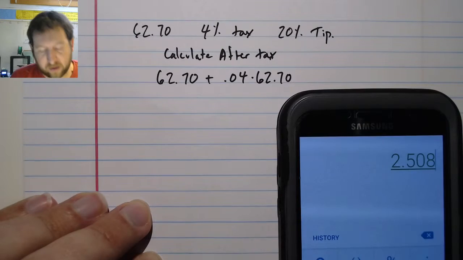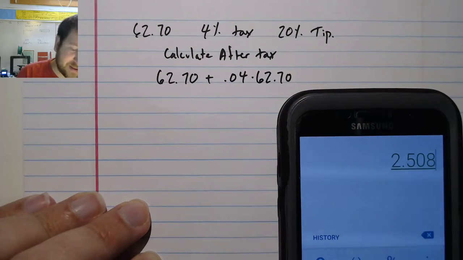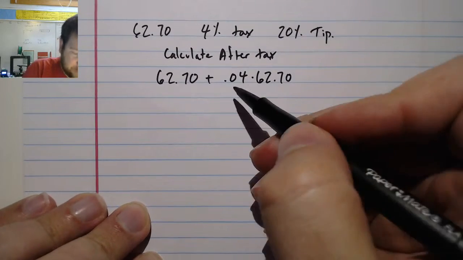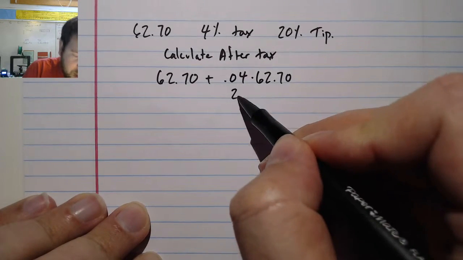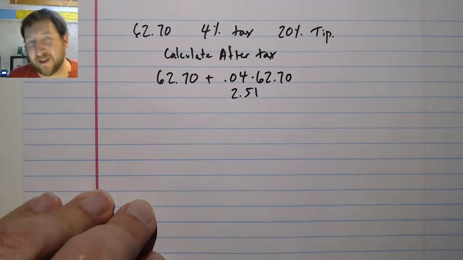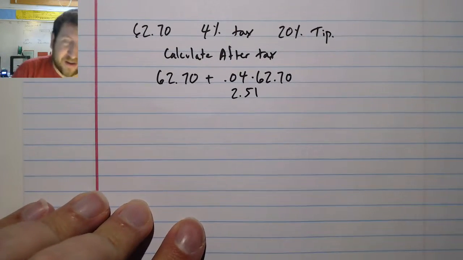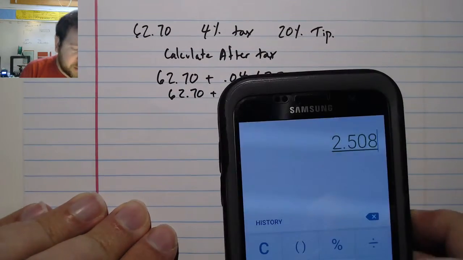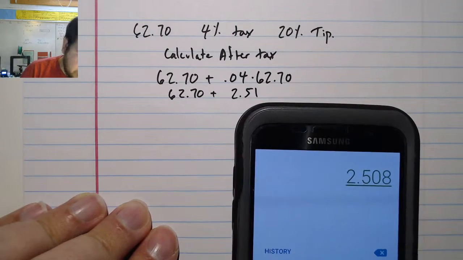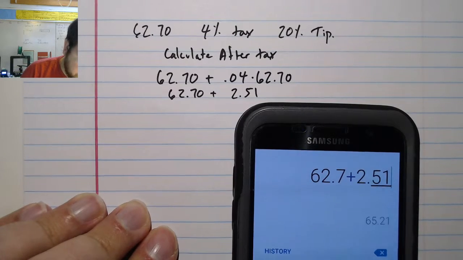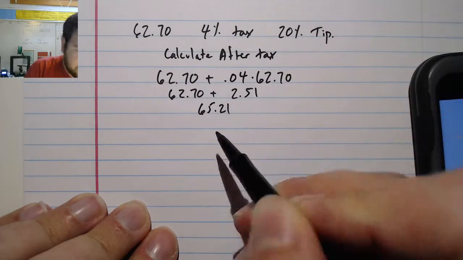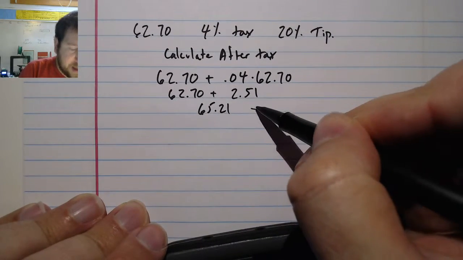That's $2.51. Now, because I'm dealing with money, I can cut off that last digit because I don't need my hundredths. I'm not going to be talking about tenths of a penny. So I'm going to have $2.51. And they typically round up because, as I said before, they try to get as much money as possible. So $62.70 plus $2.51 — 62.7 plus 2.51 is $65.21. Okay, now I'm going to add the tip back in.